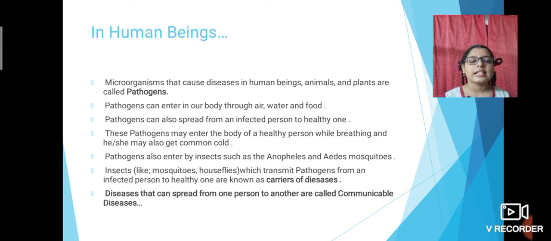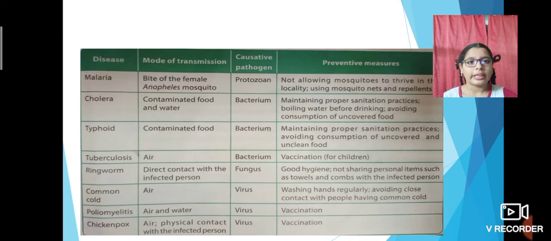Diseases that can spread from one person to another are called communicable diseases. Now I am going to show a table of a few examples of communicable diseases, how they are caused, and what preventive measures can be applied to prevent them.